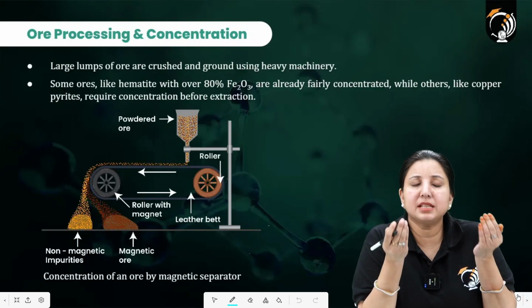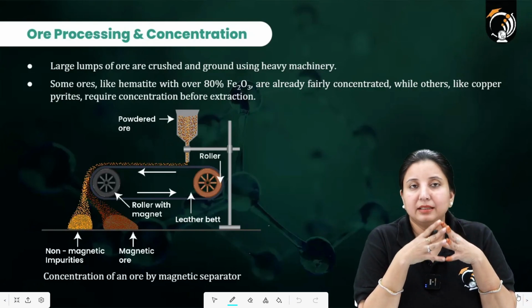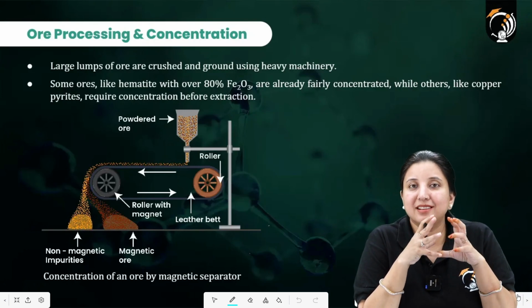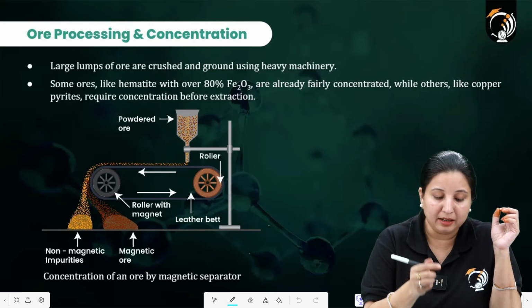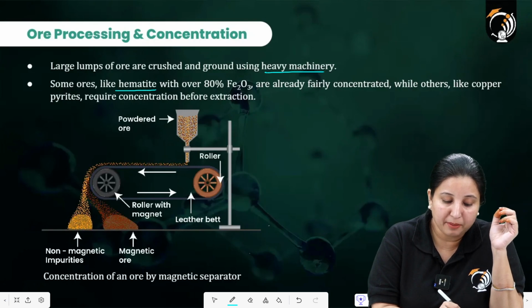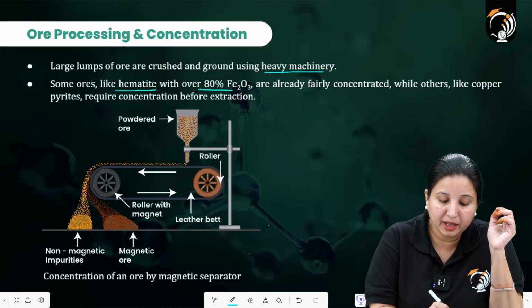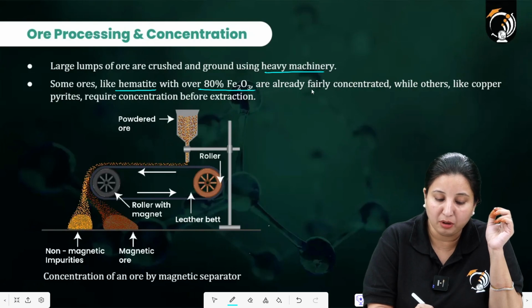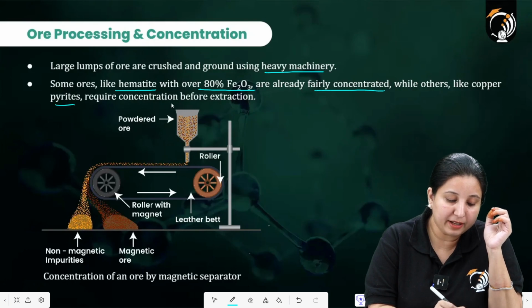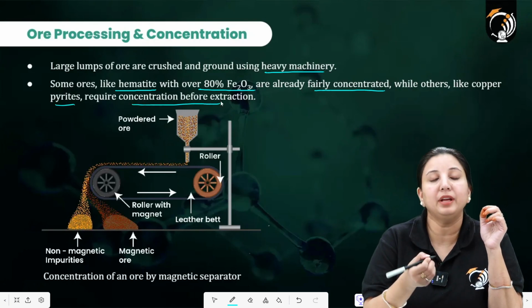Now, what is the basic process? Basically, the large lumps of the ore are crushed and ground, using heavy machinery. And some ores, for example, hematite ore with over 80% Fe2O3, are already fairly concentrated, while others like copper pyrites require concentration before the extraction.